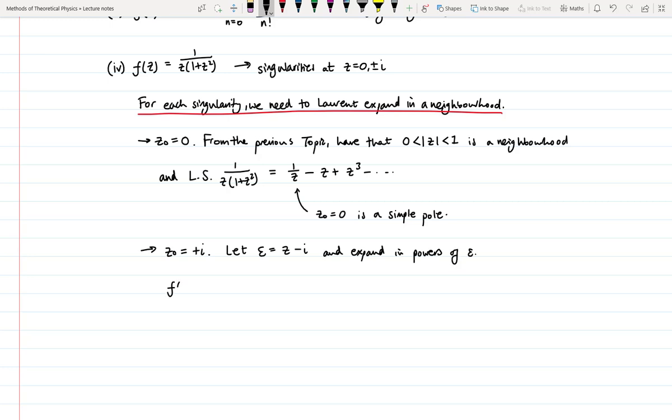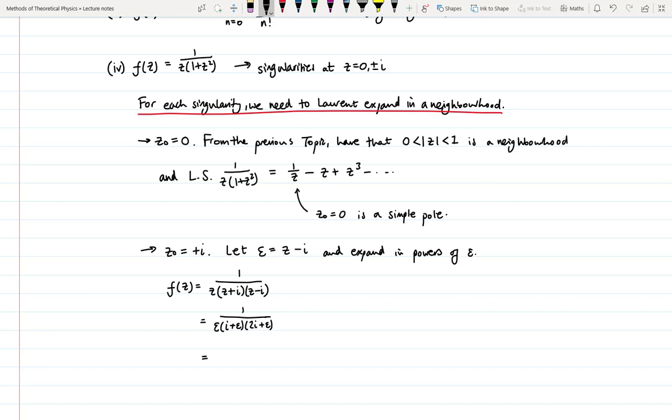We can write our function as 1 over z times z plus i times z minus i. Substituting in for epsilon, we can rewrite this as 1 over epsilon times i plus epsilon times 2i plus epsilon.